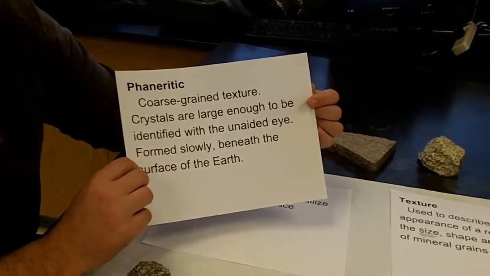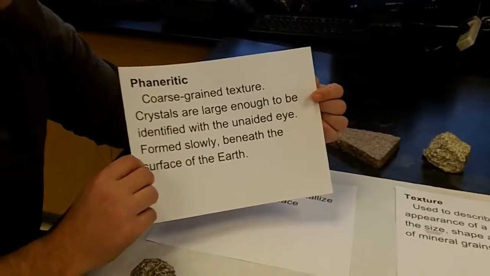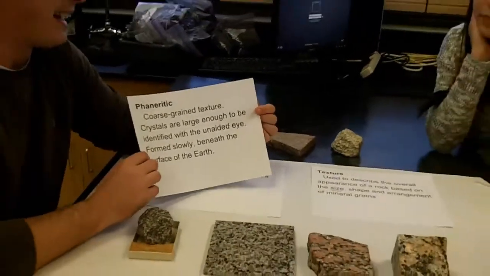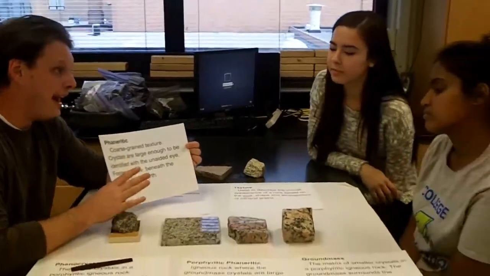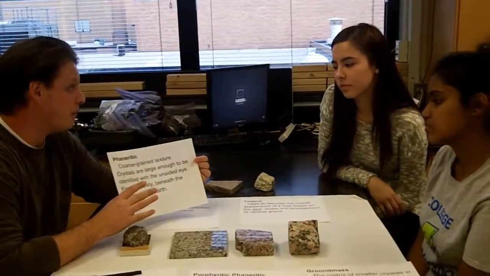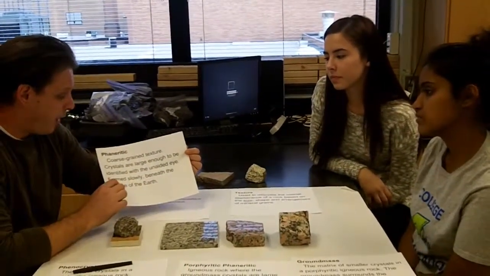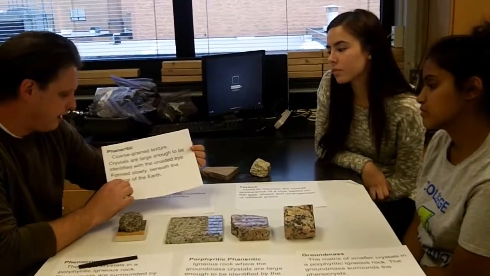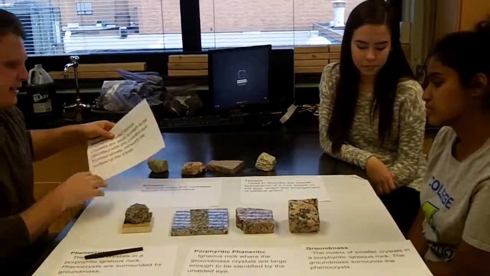What does that mean, unaided eye? What don't I need? You don't need to magnify. Yeah, I don't need any kind of magnification. I don't need a microscope or anything like that to see what the minerals are. All right? And they form slowly beneath the Earth's surface. I'm going to get into that in just a little bit.